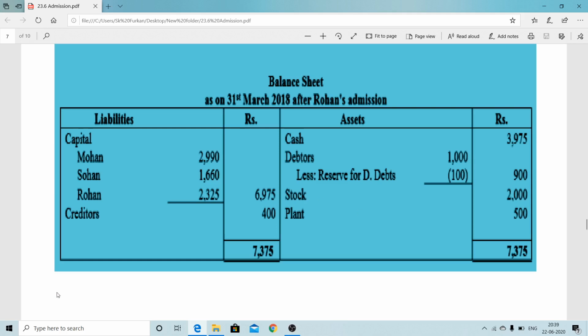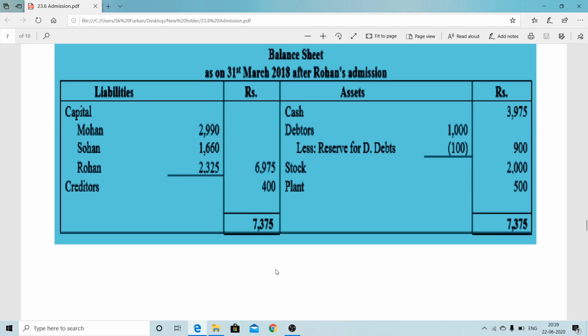Mainly the problem is how I will calculate the new partner's capital, that is Rohan's capital, how I will calculate. That was the main calculation, today's topic, how I will calculate the incoming partner's capital.